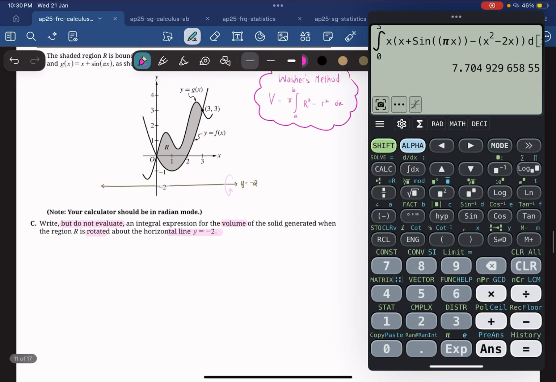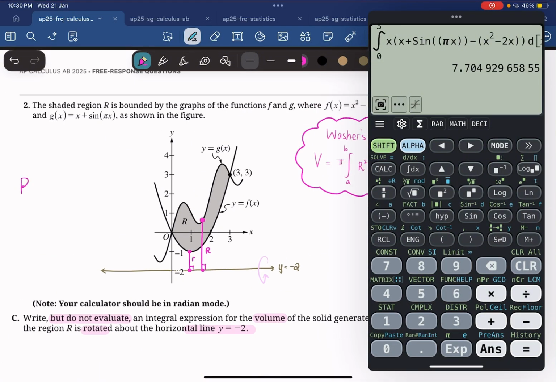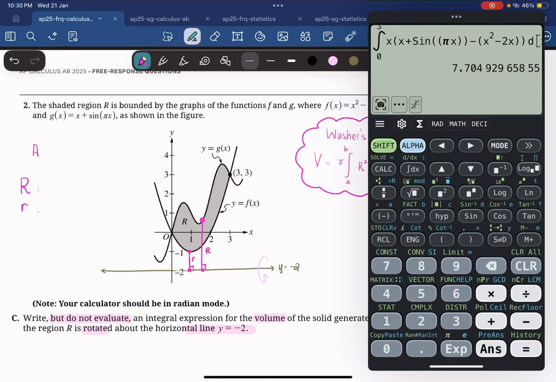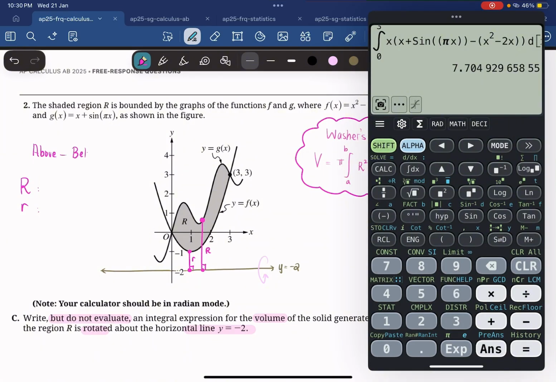So we know that the radii are always perpendicular to the axis of rotation. So we always draw the radius perpendicular to the axis of rotation. So that's my small r, okay? And capital R is also from the axis of rotation, perpendicular until the end of the region. Okay, that's capital R. In order to find capital R and small r, we do above minus below.